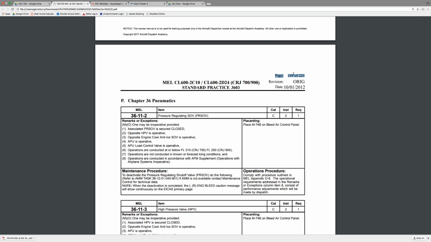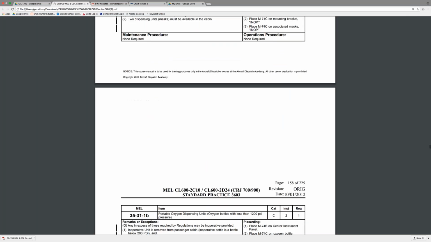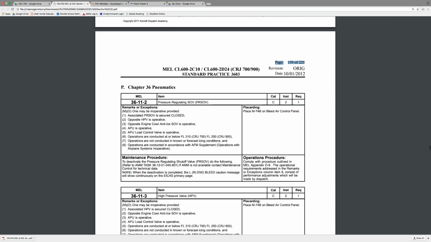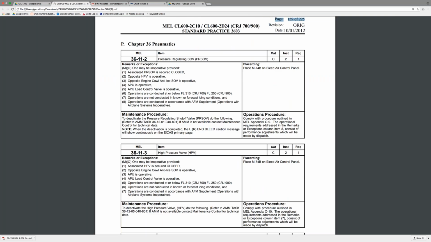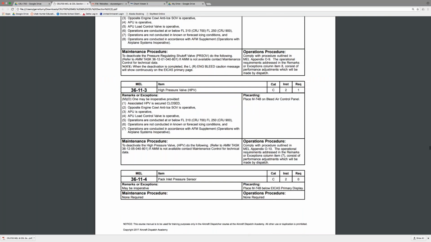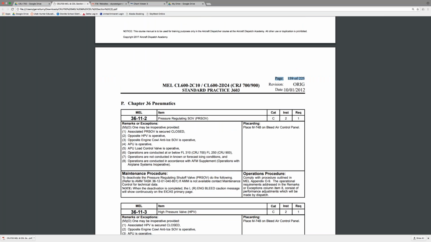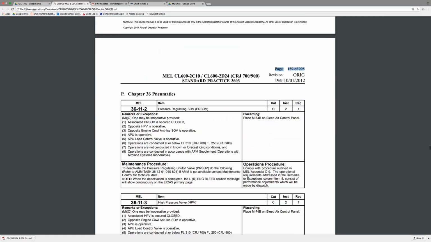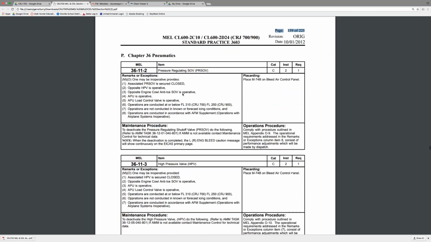Do you see that in the very top right corner of the page? I'm going to have to say it's not on mine. It's not on here, because that's the only place I can go. Okay, well then scroll down to chapter 36.